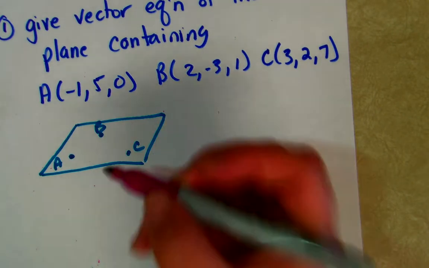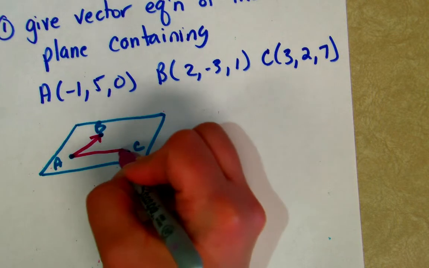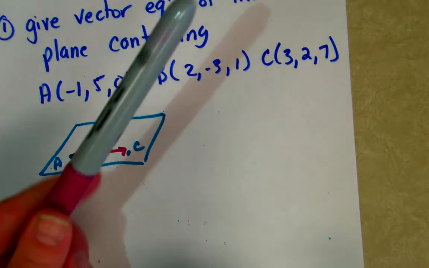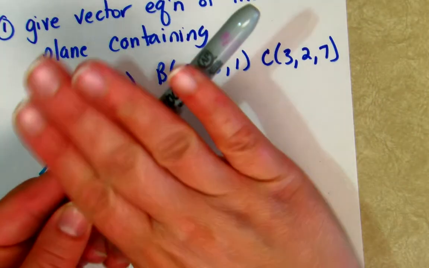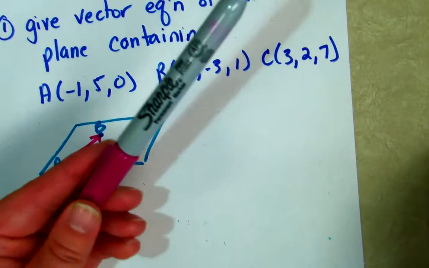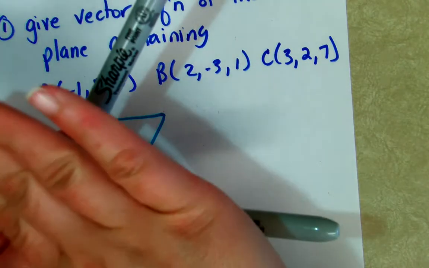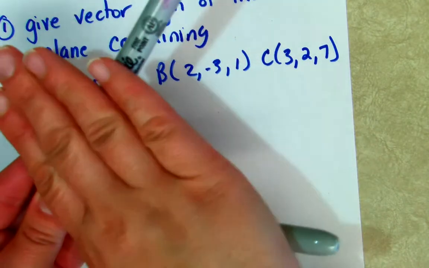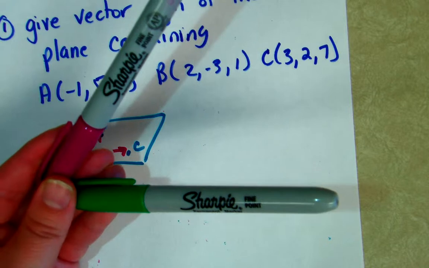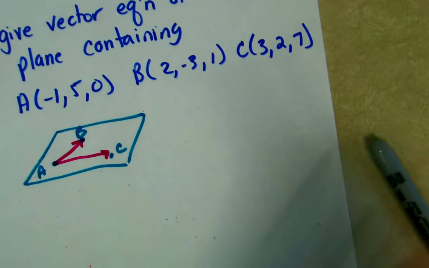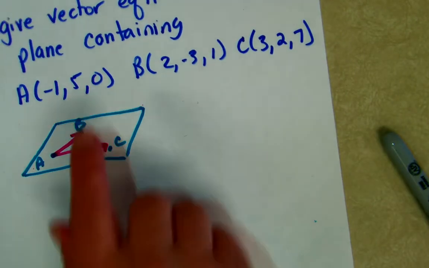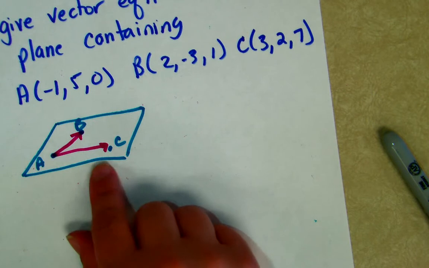So in order to define a plane, I need 2 lines. If I only have 1 line in space, I can't really define a surface. It could go anywhere. But as soon as I put a second line, now I have a surface created, and that's exactly what a plane is. It's a surface. So a plane needs a point, we have 3 to choose from, and 2 direction vectors.